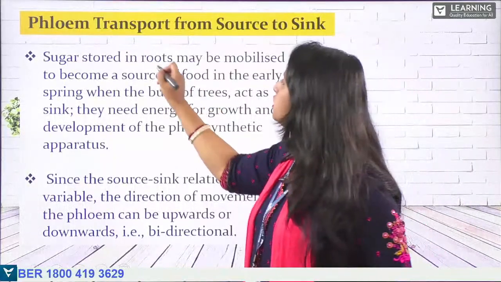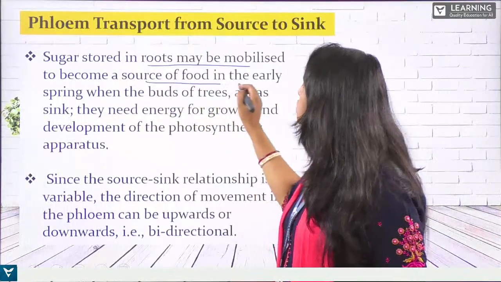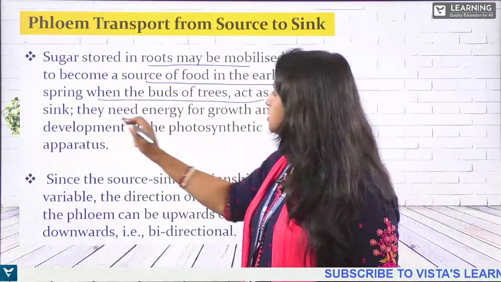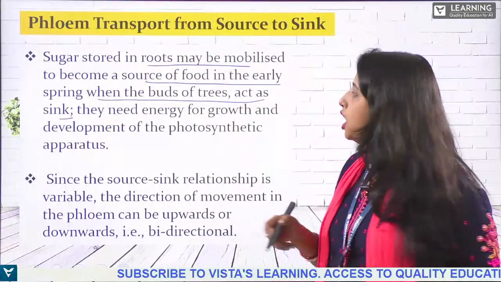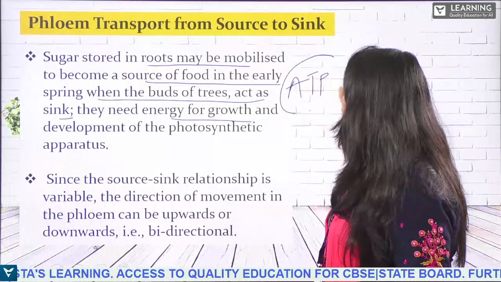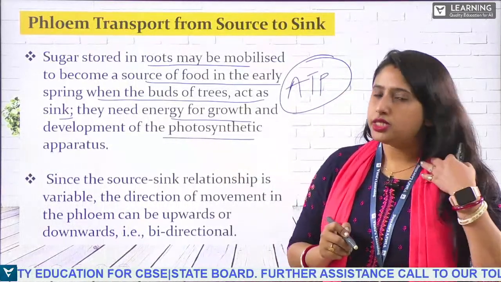Then sugar stored in the root may be mobilized to become a source of food in the early spring, when the buds of the trees act as the sink. The sugar which is being stored in the leaf will be mobilized. Yes, it needs energy for the growth, in the form of ATP and for the photosynthetic apparatus, right?